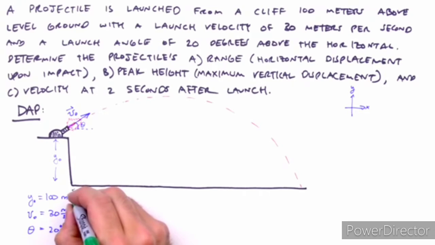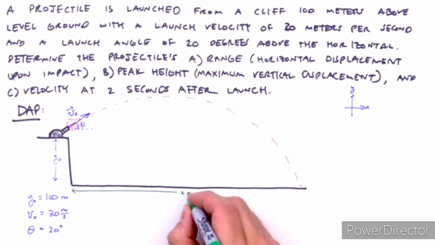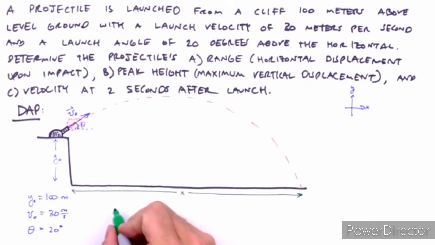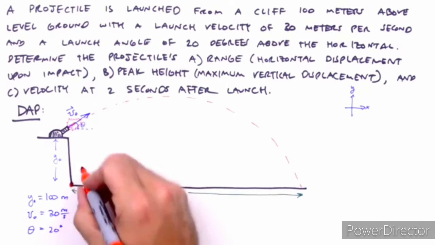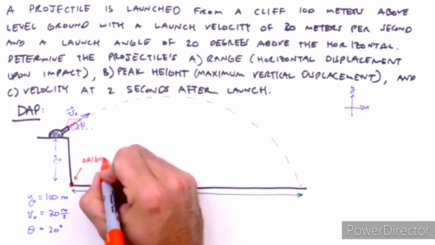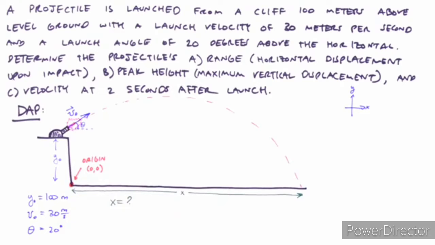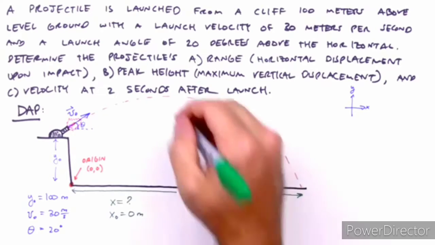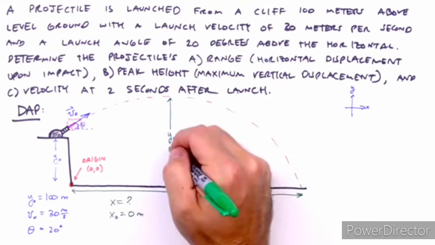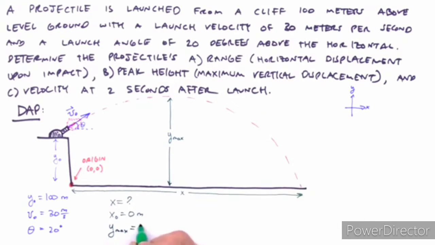The first unknown we're tasked with determining is the projectile's horizontal displacement upon impact, its range. We'll label this x. And by doing so, we've implied the location of the origin, so let's indicate that on our picture. Now it should be clear to see that our projectile's initial position along the x-axis is 0 meters. We'll label the maximum vertical displacement, that is to say our peak height, as y max. Lastly, we're looking for the projectile's velocity 2 seconds after launch.